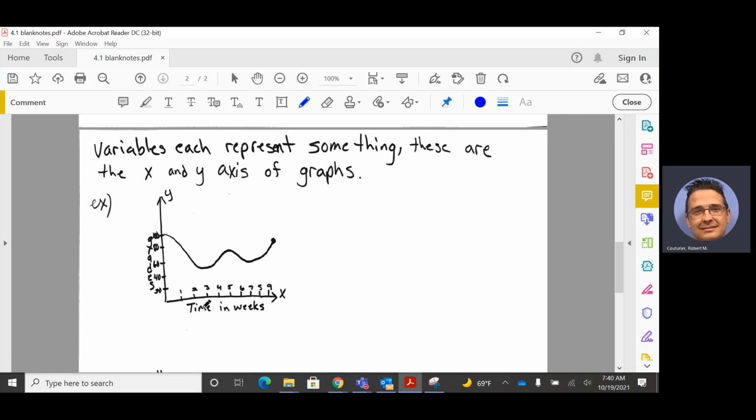So not only do these variables have this numerical relationship going on, most of the time these equations have some sort of actual real life meaning. So let's look at this graph that we have here. We have grades. Your y-axis is representing grades, and your x-axis is representing time.